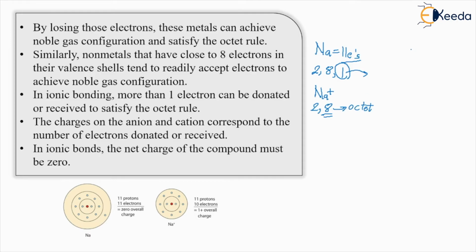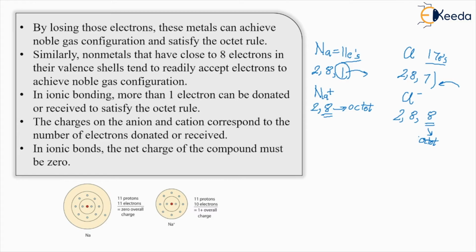In the same way for chlorine, how many electrons does chlorine have? 17 electrons. So what will be the configuration? 2, 8, 7. So now what will chlorine do? Chlorine will accept 1 electron to this 7. To become Cl minus, it will become 2, 8, 8. Again, 8 electrons in the outermost shell, making it a perfect octet.